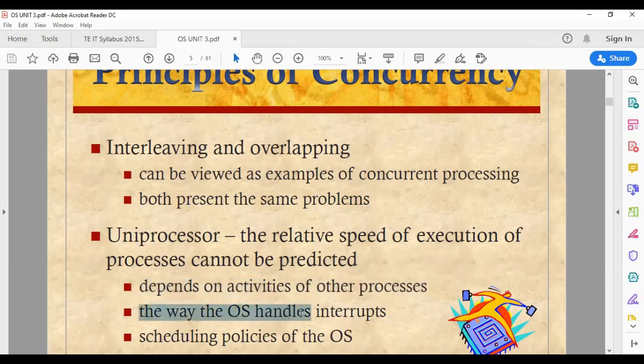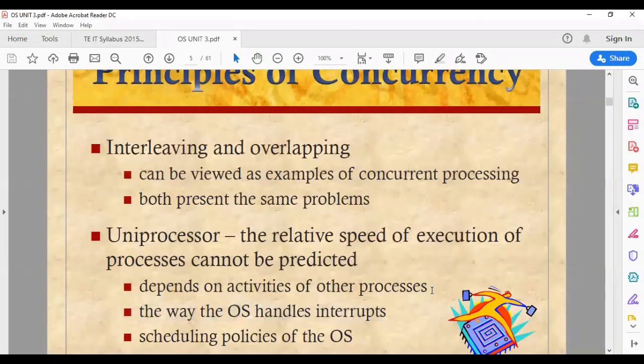Then, the way the OS handles the interrupt. How will the interrupt be handled by the operating system? Again, in this we have to study the different methods for handling interrupts. Sometimes the operating system will handle the interrupts immediately, or it may give some delay for handling that interrupt. So that will depend on the operating system.